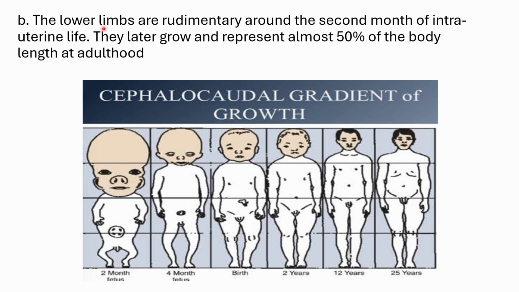B. The lower limbs are rudimentary around the second month of the intrauterine life. As we can see in the second month, the limbs are rudimentary. Then they later grow and represent almost 50% of the body length at adulthood. So later, in the adulthood, you can see it is about 50% of the body length.